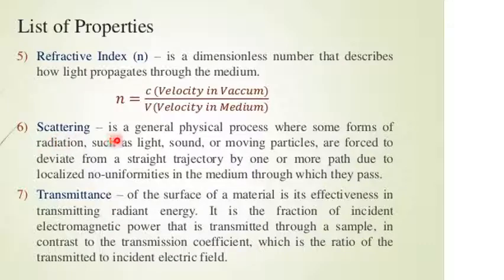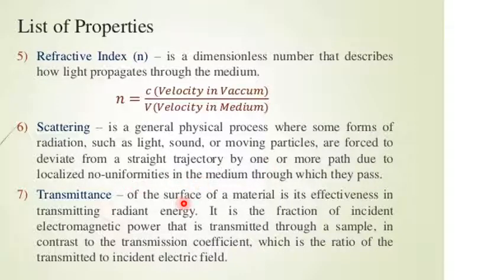Scattering of light. You know well that scattering of light is a general physical process where some forms of radiation, such as light, sound or moving particles, are forced to deviate from a straight trajectory. They are forced to deviate from the straight path by one or more paths due to localized non-uniformities in the medium through which they pass.